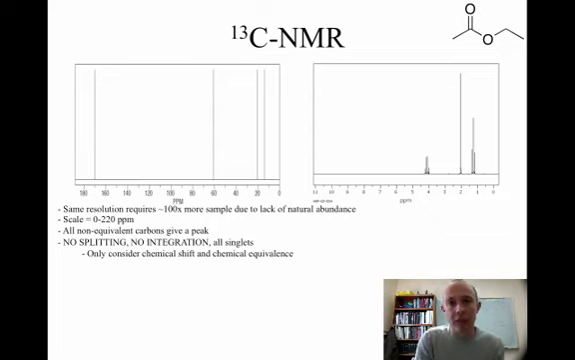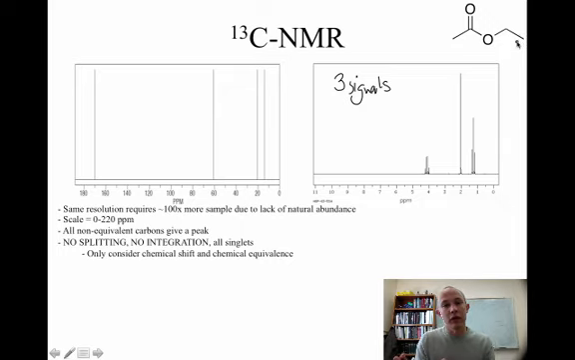Okay, so let's compare a proton NMR and a carbon NMR and look at some similarities and some differences. So we're familiar with the proton NMR of ethyl acetate. We have this set of hydrogens and this set of hydrogens and this set of hydrogens. And this gets split by adjacent hydrogens and this gets split by adjacent hydrogens. So we see three signals here. But notice there's 1, 2, 3, 4 carbons that are not chemically equivalent.